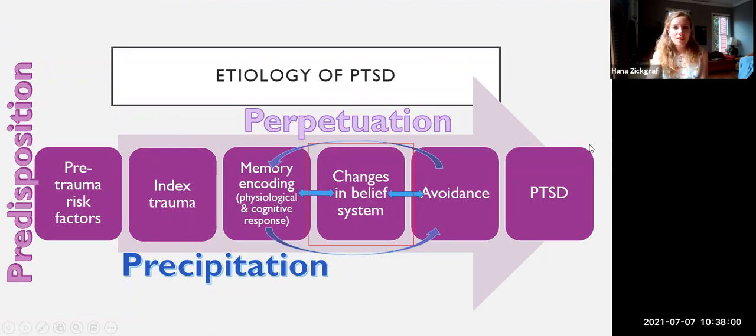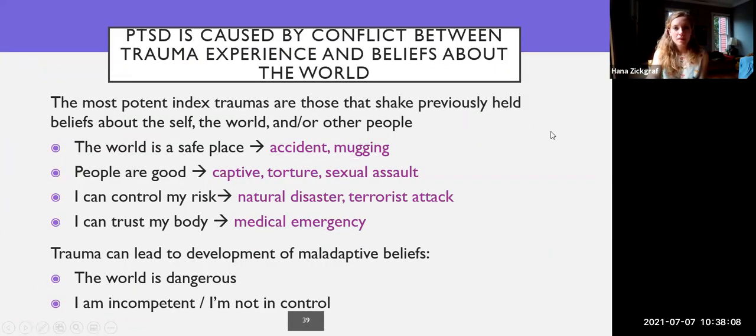Okay, so the other perpetuating factor I'm going to talk about in detail is the way that PTSD is perpetuated by changes in our belief system. By definition, traumas are things that shake us and challenge our previously held beliefs about ourselves, about the world, and about other people. Interpersonal index traumas are most potent because our beliefs about other people and how much we can trust them and ourselves are really important to our sense of security and well-being.